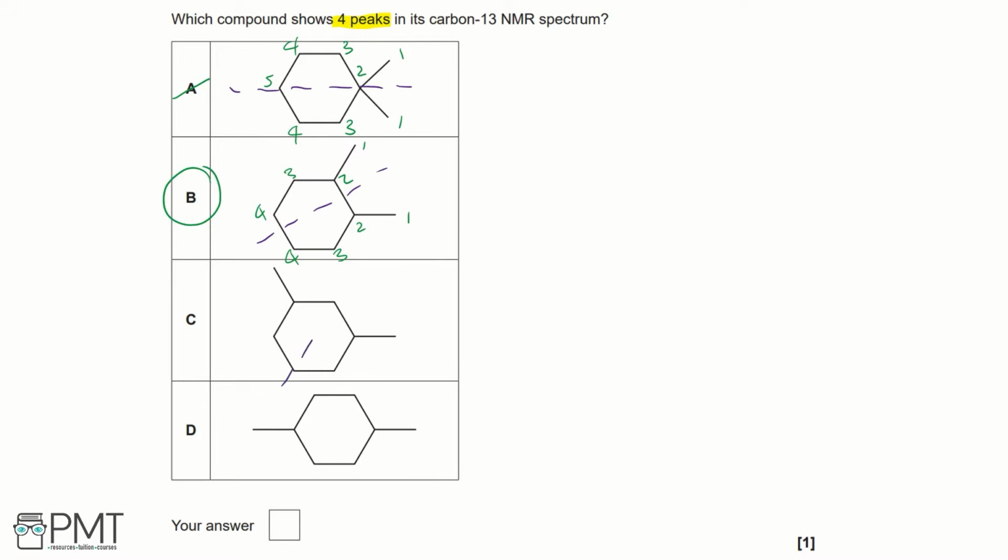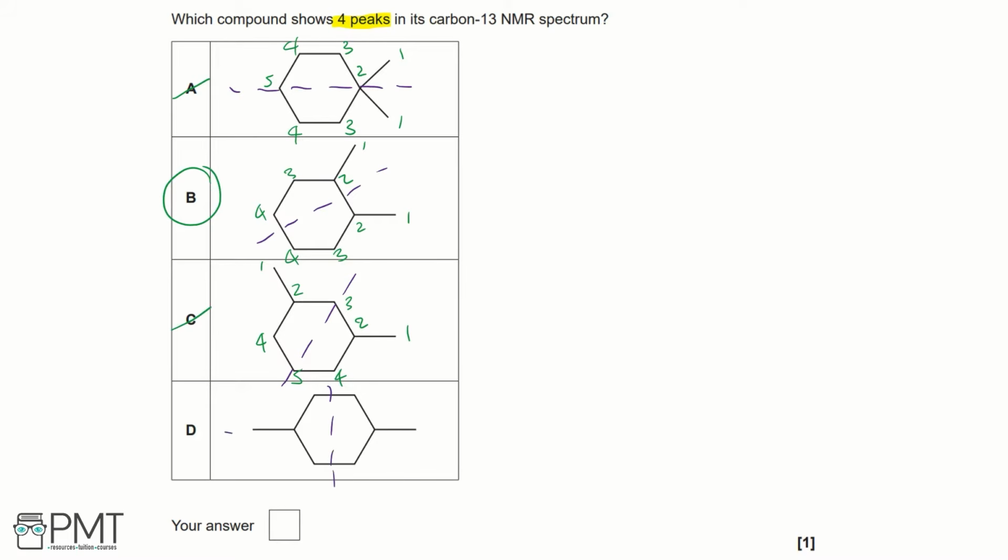So if we draw our lines of symmetry for C, we have 1, and then we need to number the carbon environment. So we would have 1, 2, 3, 4, 5. So C has 5, so it's not 4. We can eliminate C. Finally, checking that D is not our answer.